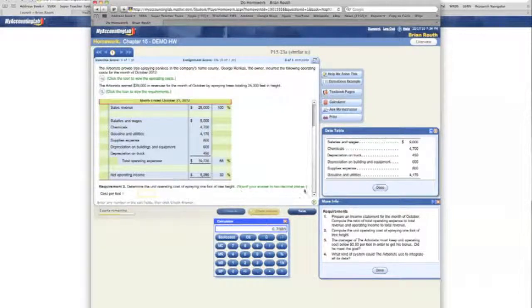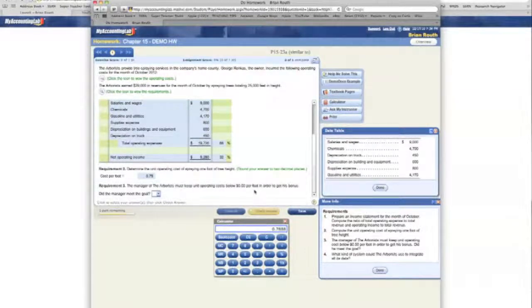19,720 divided by the 25,000 feet gives me a cost of not quite 79 cents per foot. But look, I've got more green words here. I need to pay attention. Round your answer to 2 decimal places. So I would round that to 0.79. Well, let's see how we did. Excellent. We did it. We click OK. That's going to open the next one for us.